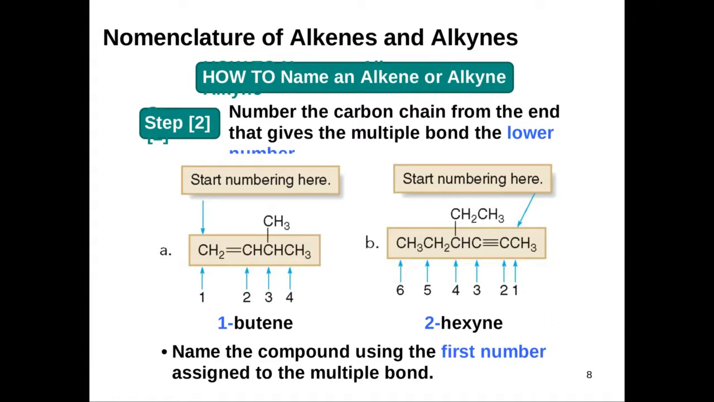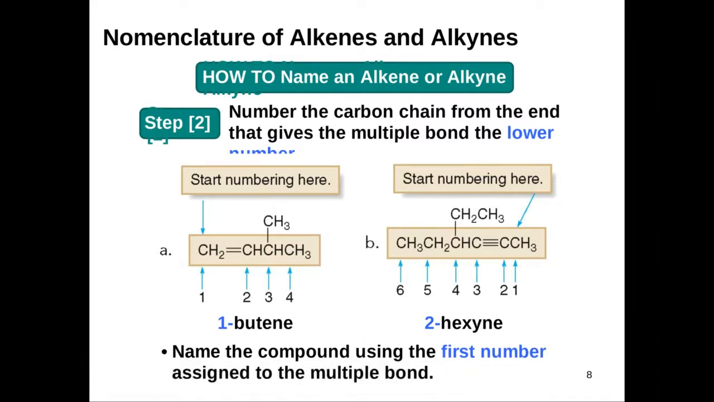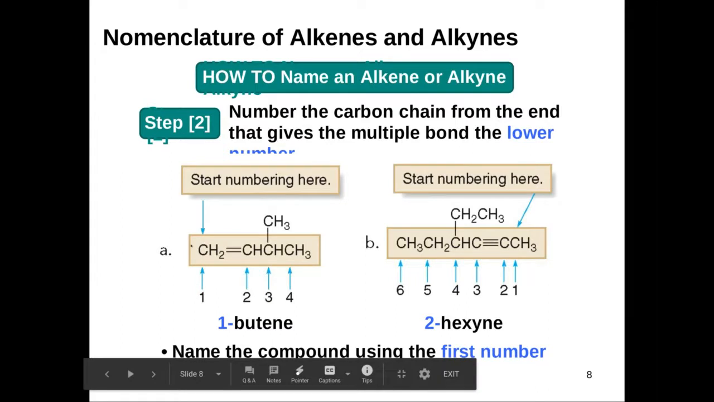Now, once we get those numbering systems down, we name the compound using the first number assigned to the multiple bond. Now, why do we do that? We want to tell the person that reads this name where that double bond or triple bond is located. So in this case, we have the double bond on the first carbon here. So we have butene because we have 4 carbons.